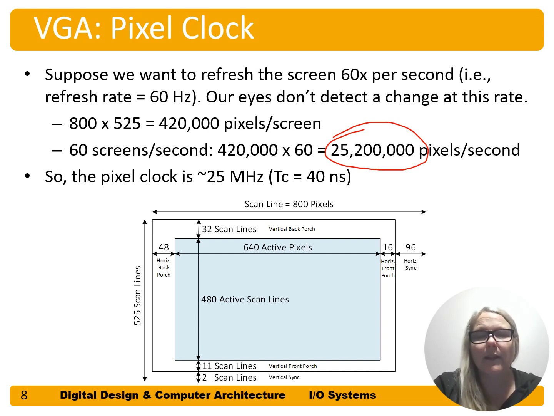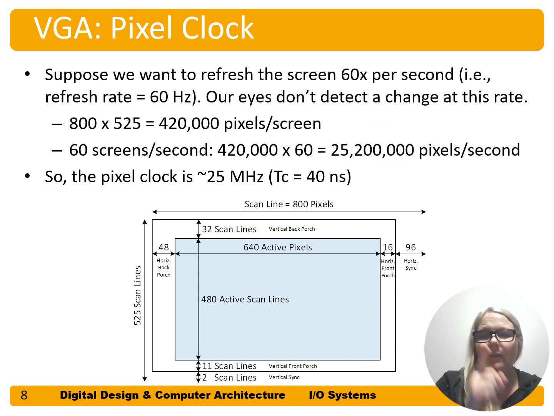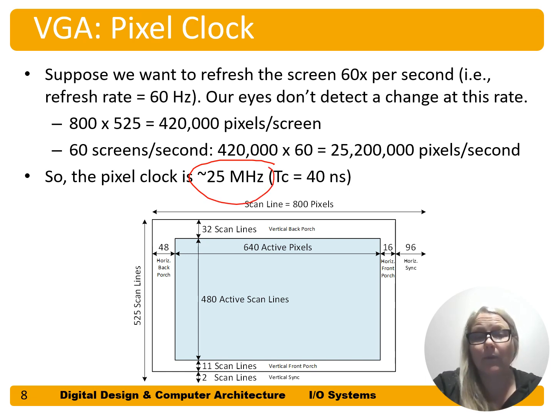And so we can make our pixel clock, in other words, the clock that says, okay, new pixel, new pixel, new pixel, about that rate. So if we make it 25 megahertz, in other words, with a cycle time, 1 over that, of 40 nanoseconds, that will give us a refresh rate of about 60 screens per second.